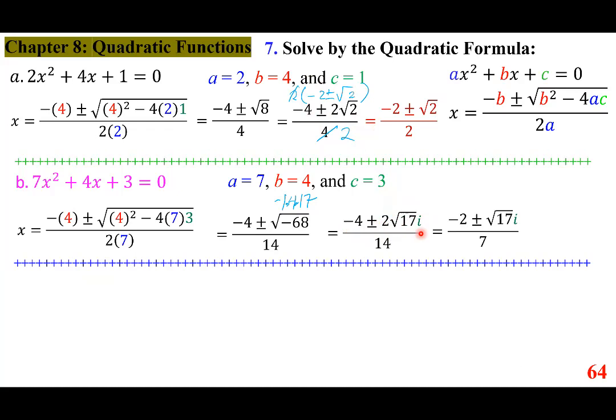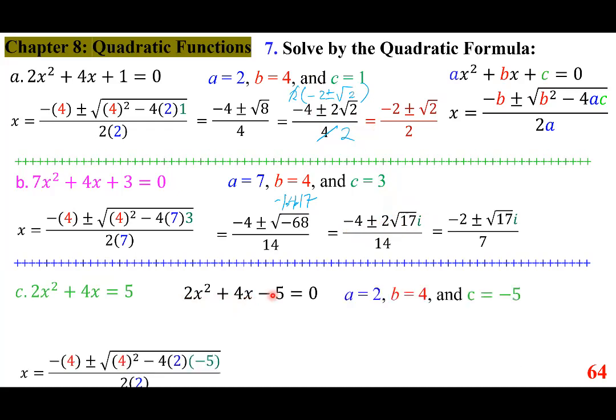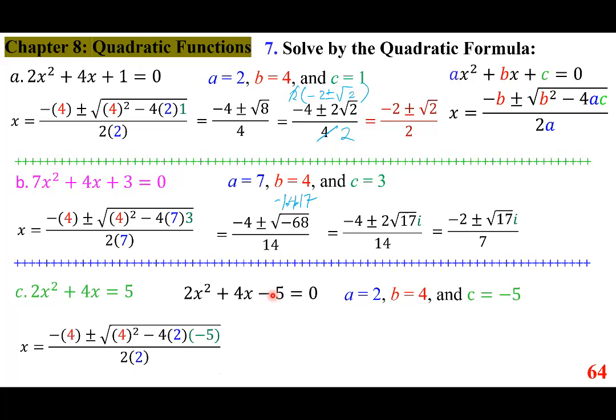The next one, in order for you to use the quadratic formula, you put them on the same side. And now a is 2, b is 4, c is -5. Plug it in. You have to evaluate. This is 16. Minus and minus is plus 40, becomes 56.